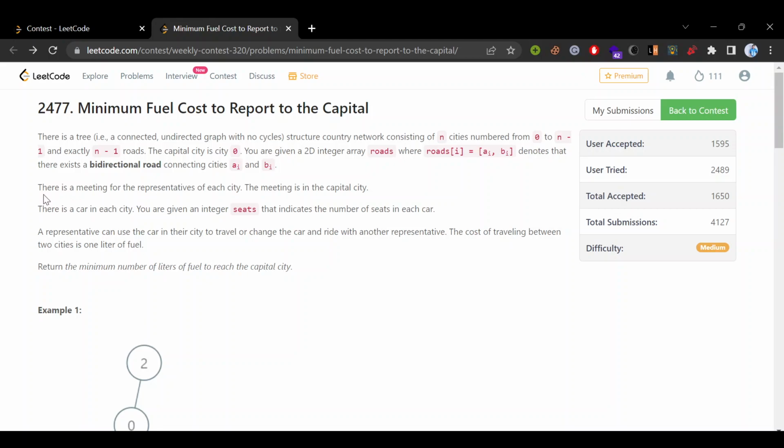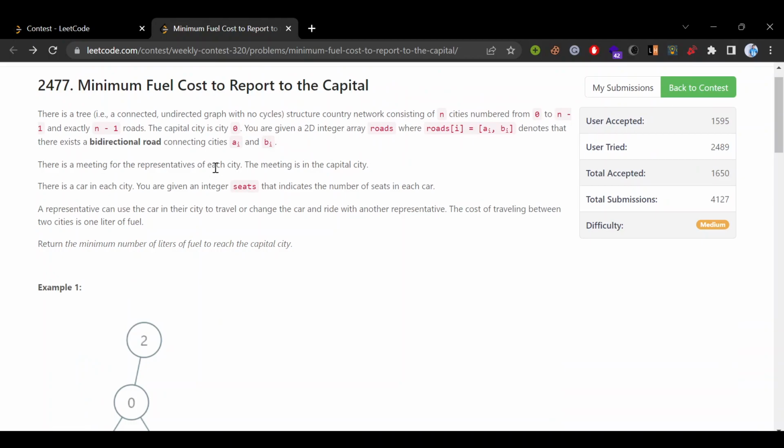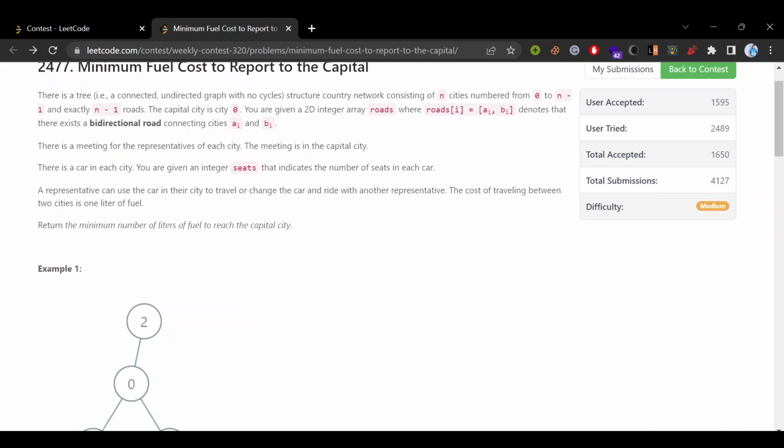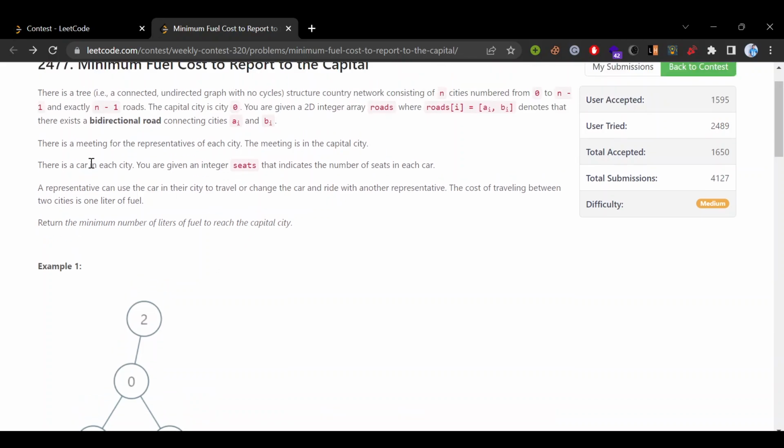Now, another point is there is a meeting for the representatives of each city. At each city there is a representative, and because it's the capital city, they want to conduct a meeting in the capital city, which means that basically all representatives are traveling towards the capital city. Now, there is a car in each city.